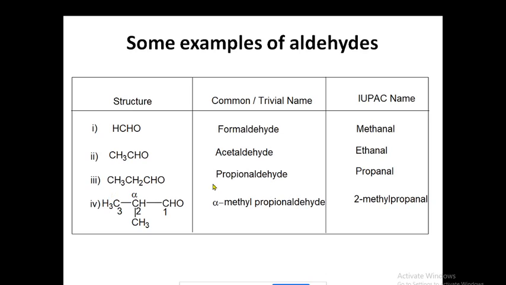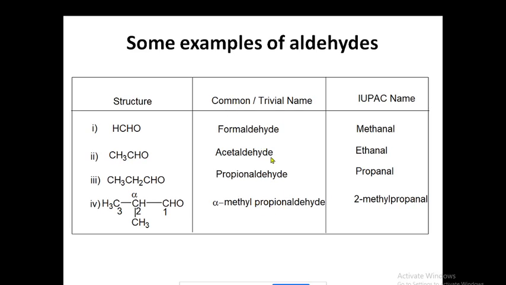Next, CH3CH2CHO, propionaldehyde. That's the common name. And the IUPAC name is propanal. Everywhere, if you see, just the E is replaced by al. If you have substituted aldehydes, the aldehydic carbon always has number 1. 1, 2, 3, it's the longest parent chain. So definitely it is a propionaldehyde.